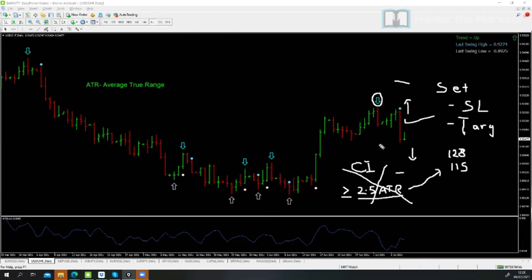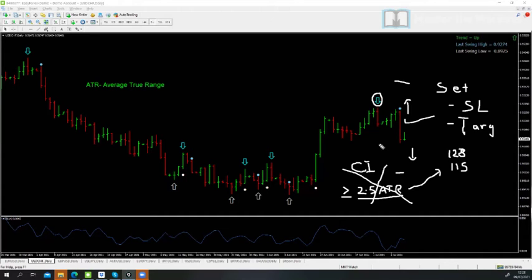So average true range, what is it? It's a technical indicator that measures the average true range, taking into consideration any gaps that may have occurred in the market. It measures volatility, which some people in the market refer to as noise in the market. So that gives us an idea of what that particular instrument is doing.